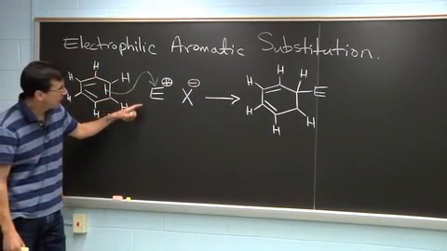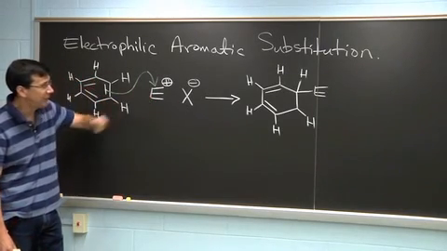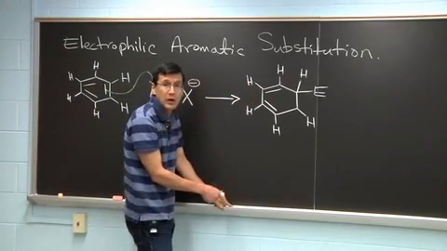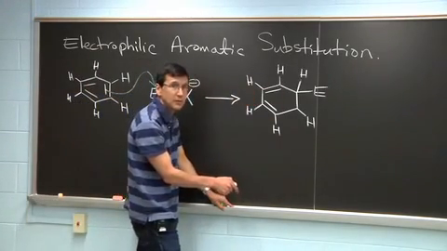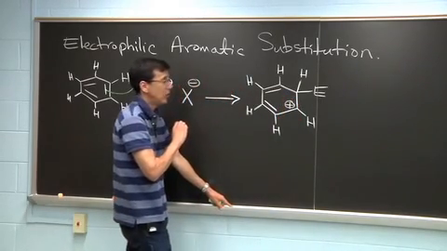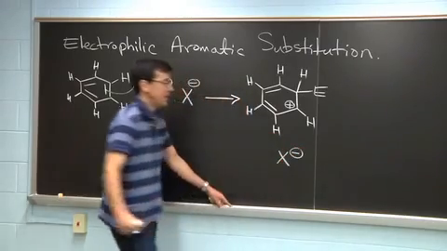And we also have to conserve charge, so if we combined a neutral benzene and a positively charged electrophile, there must be a positive charge somewhere here. So where is it? There it is. And then to go along with this, we have X-.